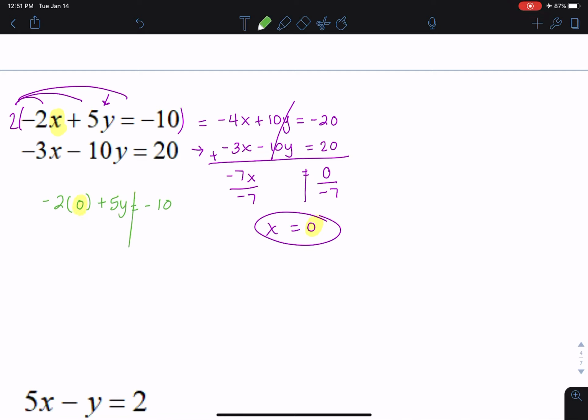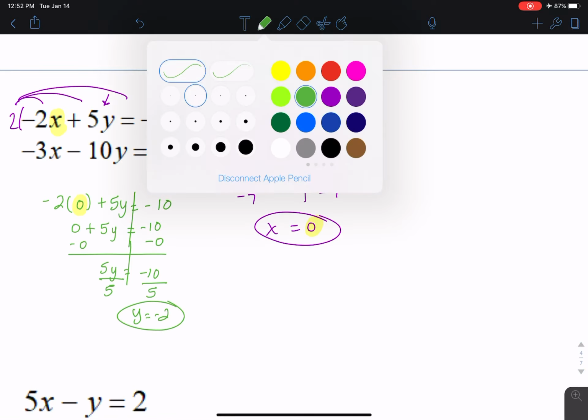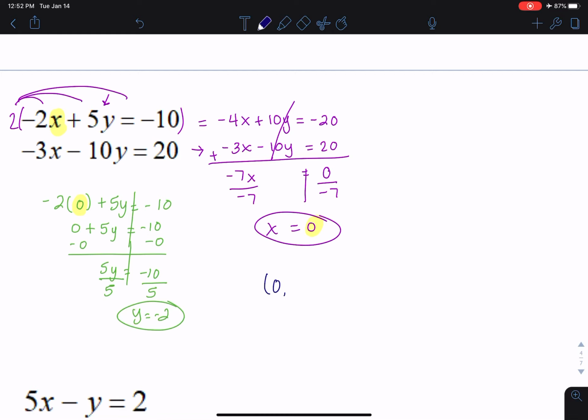Solve for y. So negative 2 times 0 is 0, plus 5y equals negative 10. If you subtract 0, you still have 5y equals negative 10. And divide by 5. Y equals negative 2. So my answer: x is 0, y is negative 2.